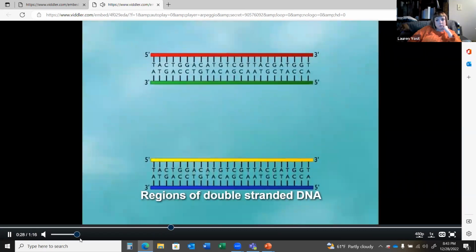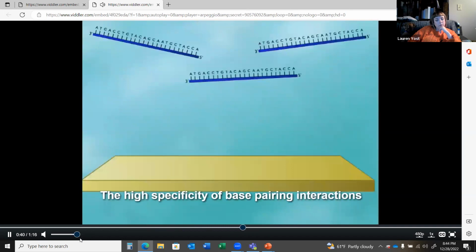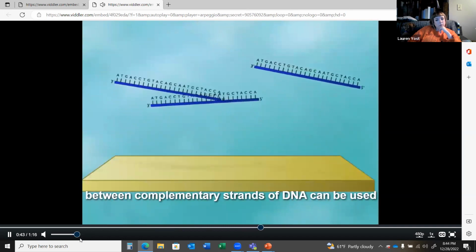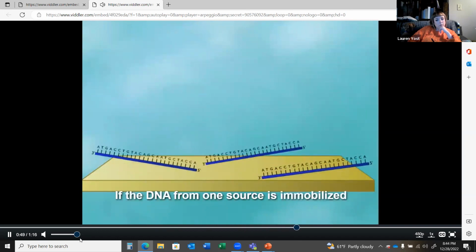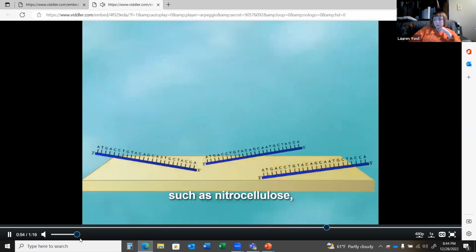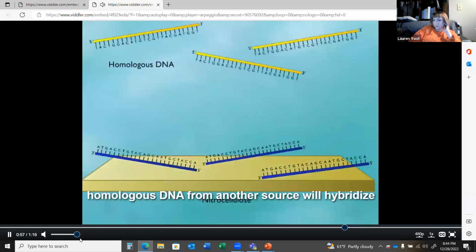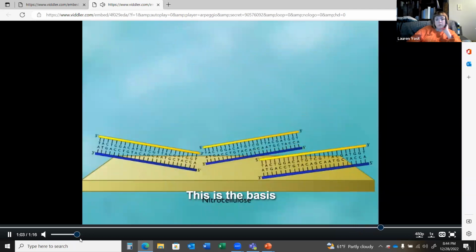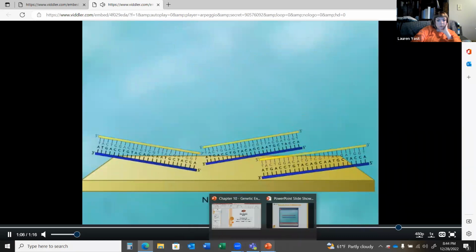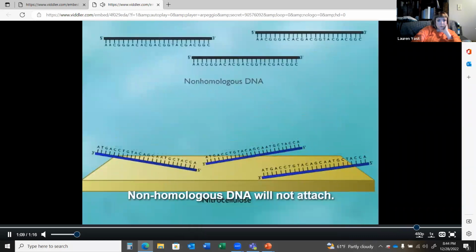Regions of double-stranded DNA in which the respective single strands hybridize to one another are said to be homologous, or have similar or identical nucleotide sequences. The high specificity of base pairing interactions between complementary strands of DNA can be used to locate a specific nucleotide sequence in a sample. If the DNA from one source is immobilized by attachment to a solid surface, such as nitrocellulose, homologous DNA from another source will hybridize and be retained by the immobilized DNA. This is the basis for various DNA probe techniques. Non-homologous DNA will not attach.